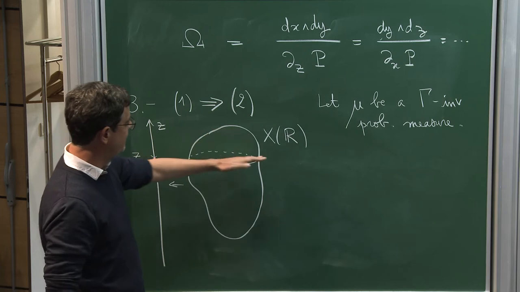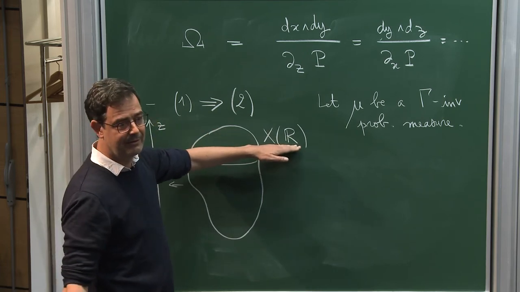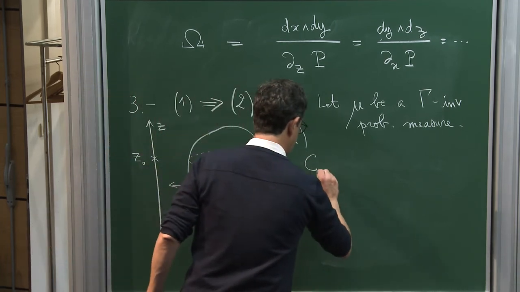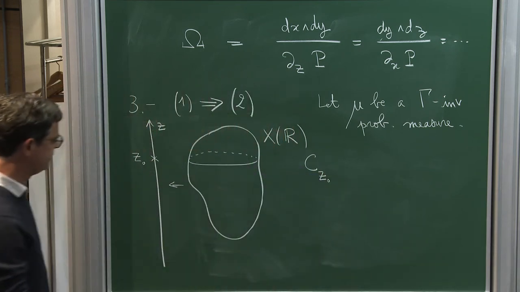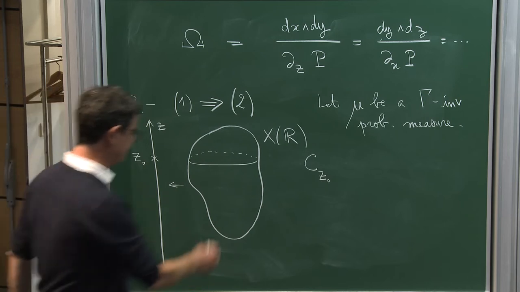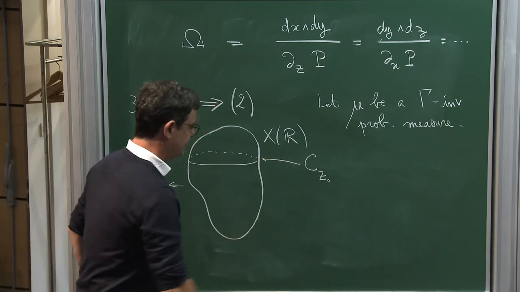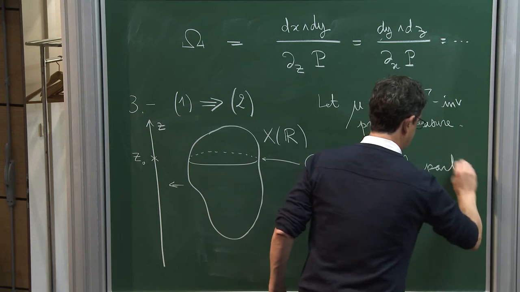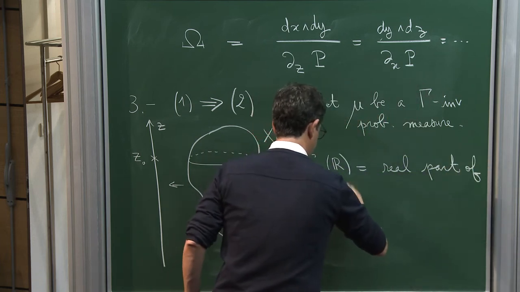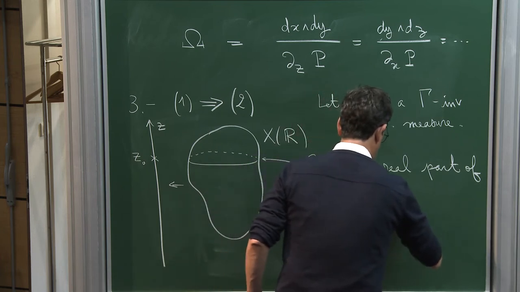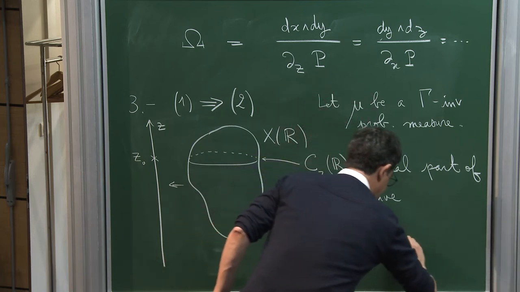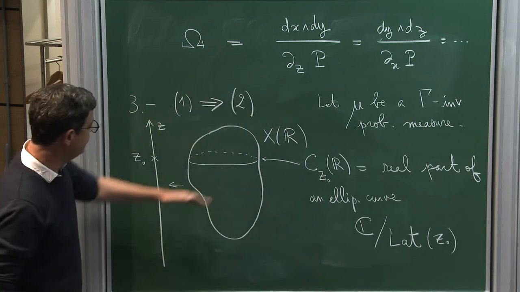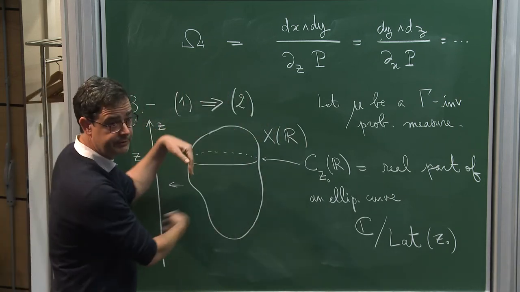So it's a real elliptic curve. So it's the real part of a complex elliptic curve. Let me denote it by C index z0. So it's this slice. And what I'm saying is that the real part is the real part of an elliptic curve, or genus 1 curve, C is a complex line that you divide by some lattice, but the lattice depends on z0. So if you prefer, the projection on the z-axis is a genus 1 fibration.